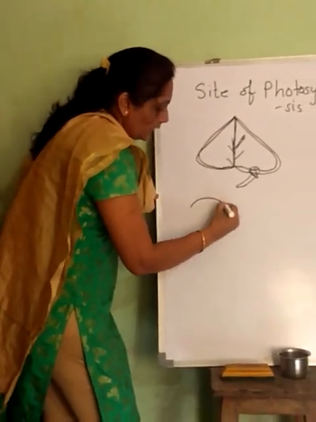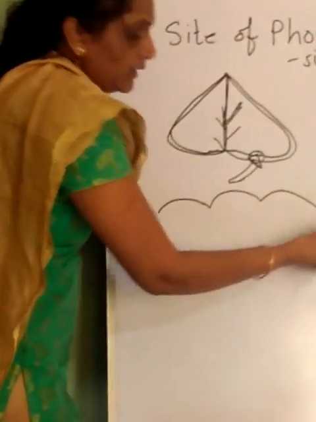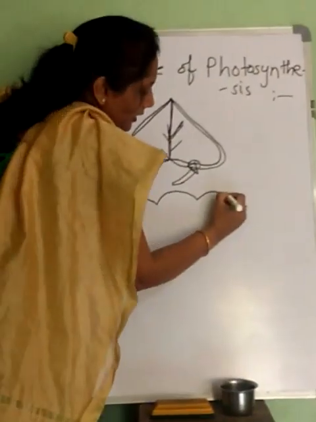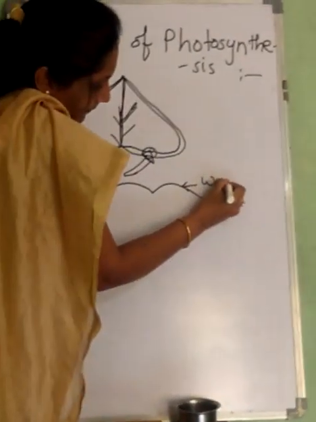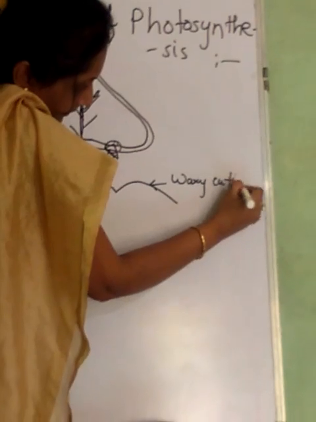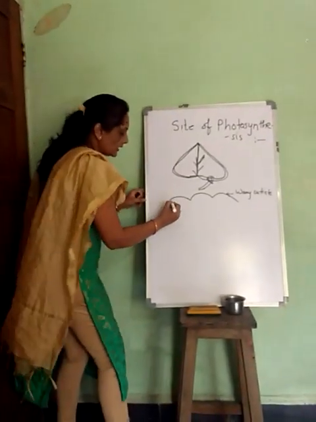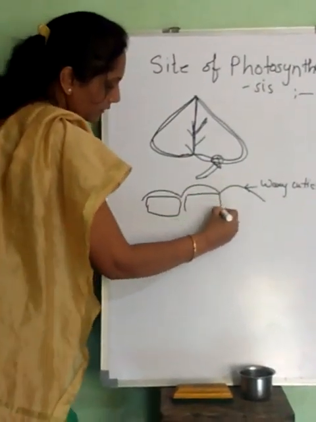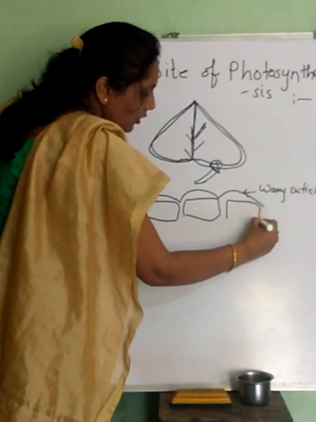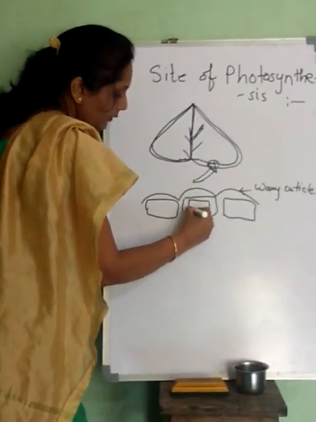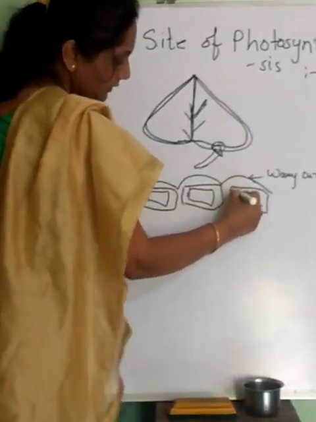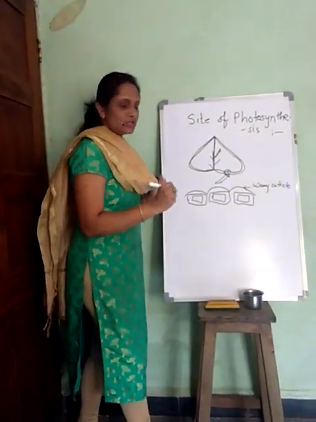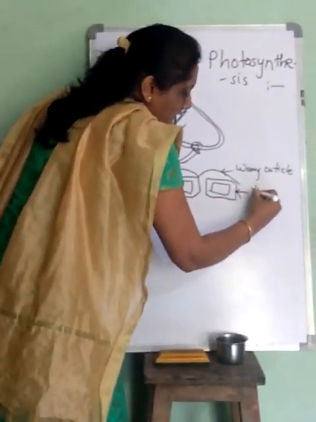So it has a waxy cuticle which prevents the loss of water. So this is the waxy cuticle. Under this, the epidermal cells are present, which are the protective cells of the plant. This is only a single layer, called the upper epidermis.